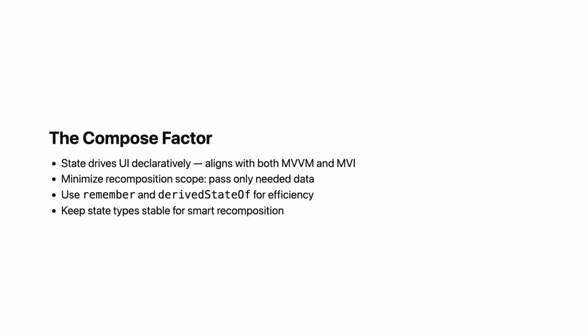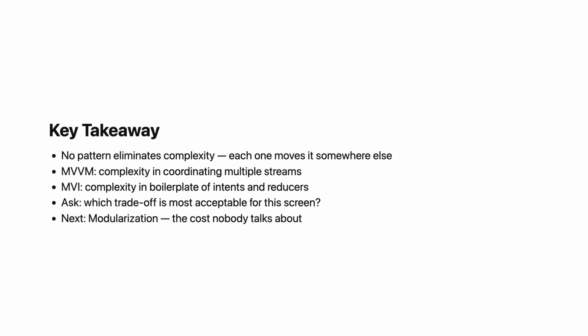With Compose, you want to minimize the scope of recomposition. Pass only the data each composable needs, not the entire state object. Use remember and derivedStateOf to avoid unnecessary recomputation. Use key parameters to help Compose identify what changed. Whether you use MVVM or MVI, the Compose-specific optimization is the same. Keep your state stable, keep your composable parameters focused, and let Compose's smart recomposition do its job.